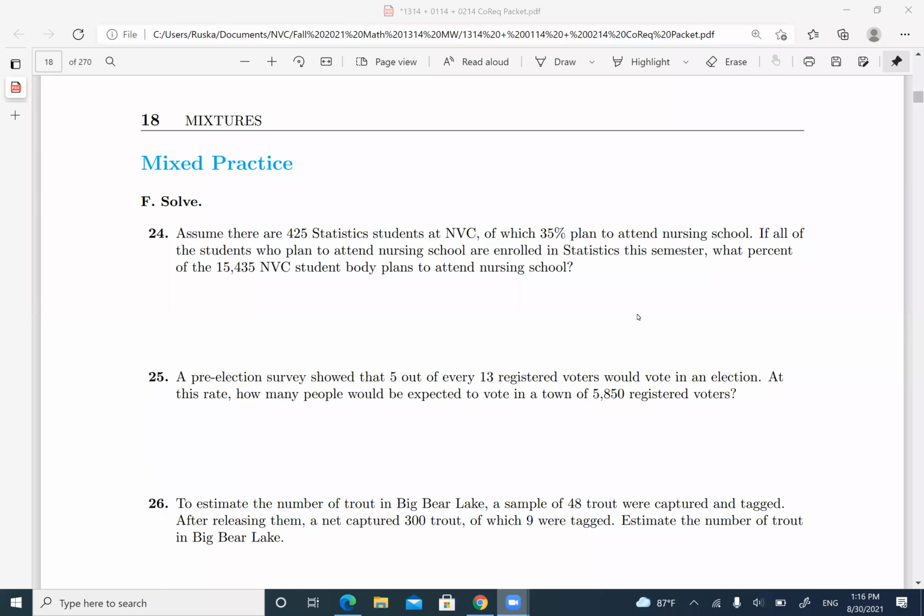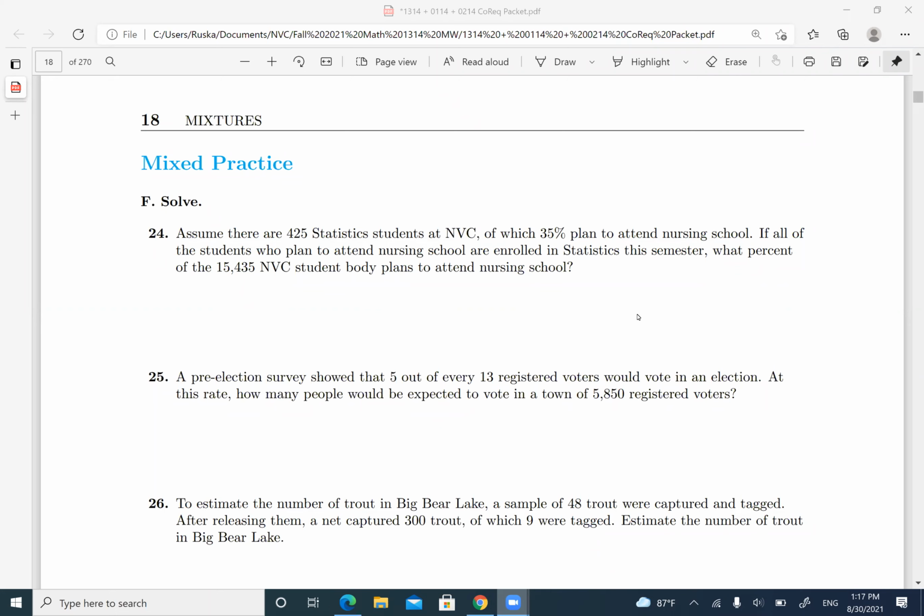So happy Monday. This is the lecture about mixed practice. So we're just going to do some word problems. We're going to use percentage. We're going to use proportion. We're going to do mixtures and all these applications we did with fractions. So let's start. We're just going to start and just go over some of these.